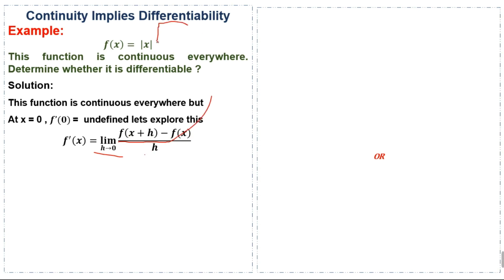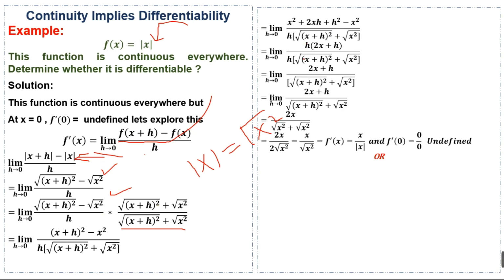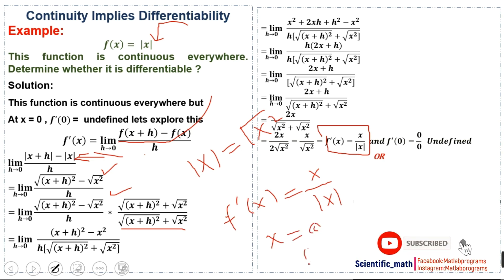We apply this definition on the given function and simplify. We know that mod of x is equal to the square root of x square, and we apply this on the expression, and simplify it by multiplying and dividing by the conjugate. After simplification we get the derivative of the function, that is x divided by mod of x. If we put x is equal to 0, the derivative of the function will be undefined, 0 by 0. This is an undefined form.